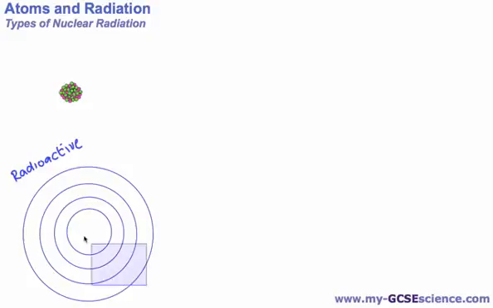So I'm going to get rid of all of these electron shells and we're just going to focus on the nucleus. So here we have it, a radioactive nucleus. Now if this is radioactive, it's going to be able to give out one of three different kinds of radiation. The first one is called alpha radiation, and this has a very special makeup or a very special structure.